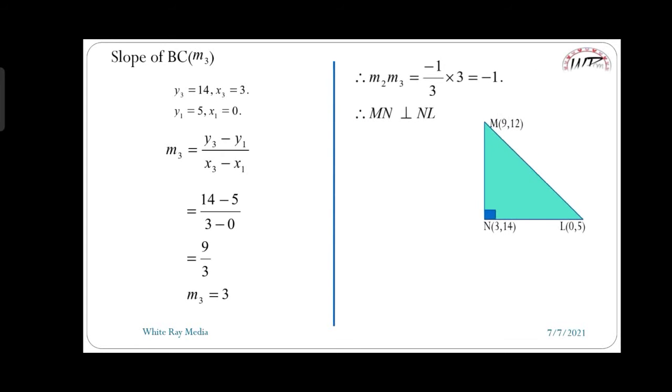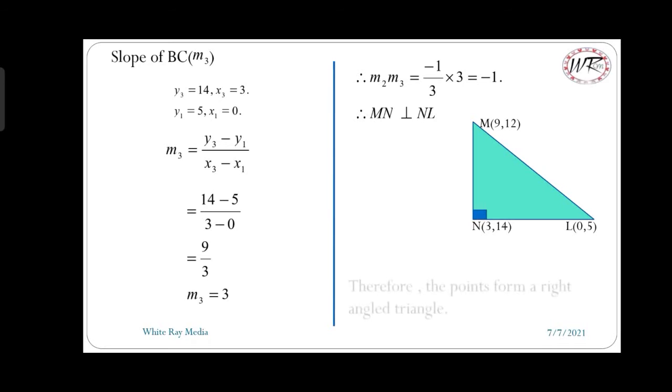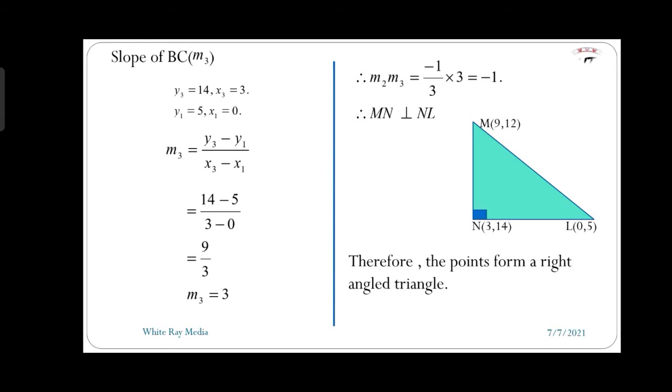Now we are going to use the perpendicular formula. Product of two slopes is equal to minus 1. So we are applying m2 and m3. Minus 1 divided by 3 into 3, that is equal to minus 1. If we get minus 1, the two sides are perpendicular. The corresponding two sides are MN and NL. Therefore, MN is perpendicular to NL. Therefore, the points form a right-angled triangle, right-angled at the point N.